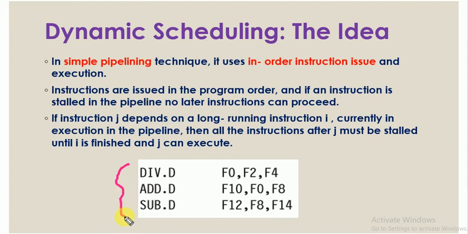We have given one example, a set of code. There is a division operation, F2 divided by F4, and the result is stored in F0. Then we have an add operation, F0 is added with F8 and the result is stored in F8. Now you can see here, is there any relation between these two? You can clearly see that the second operation, ADD.D, is taking the value of F0, that is the result produced by the first operation, DIV.D. Now if DIV.D is delayed, ADD.D will get the input later. That means ADD.D will also be delayed. That means ADD.D is data dependent. This data is required for the operation ADD.D. Okay, so this is the situation when we need to have some delay within the pipeline stages.